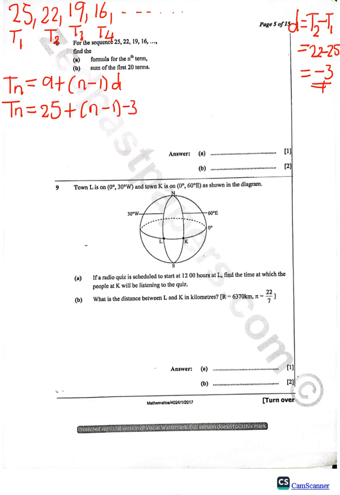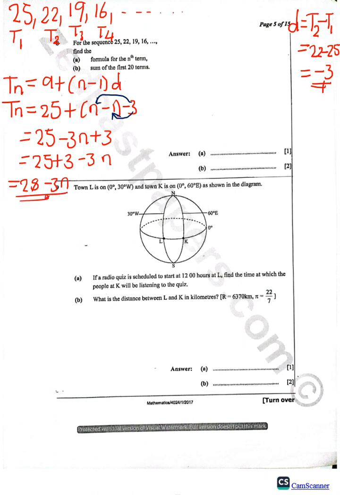So the common difference, we will multiply the first one by n, then the second one by -1. So now we can proceed. 25. Now here we have positive times -3 times n is -3n. Then -3 times -1, that is +1. So we can now collect the like terms. So 25 plus 3 minus 3n. So 25 plus 3 is 28 minus 3n. So this is our formula for the nth term.